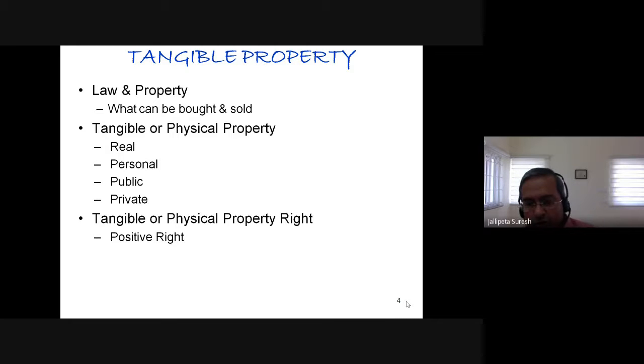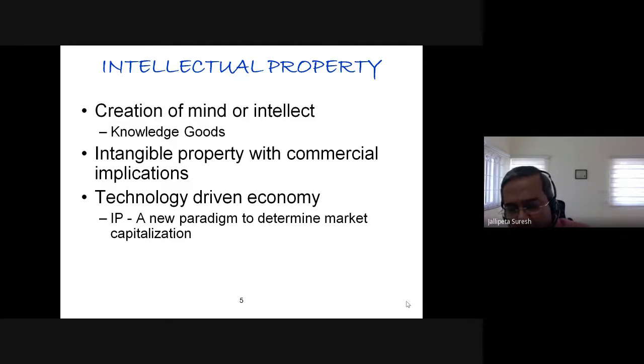That is, if I own a house, I'm the owner under law, and I have right to stay there. I have right to use it. I have right to sell. I have a right to let it out, so on and so forth. These are all something which we call positive rights or absolute rights. Right? Now, let's move on from tangible property to the intangible side, which is the focus of today's session.